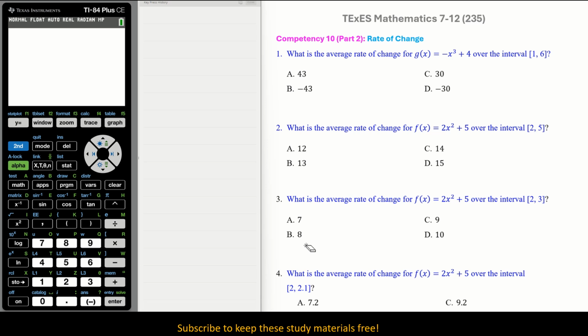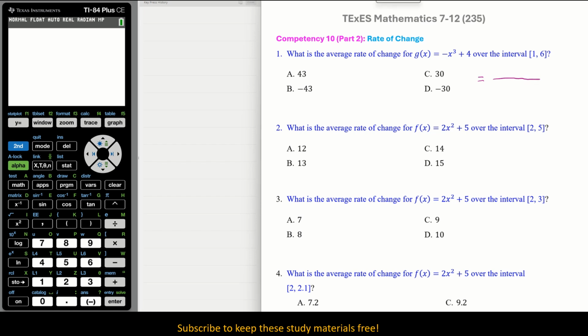Number 1, what is the average rate of change for g of x equals negative x to the third plus 4 over the interval 1 to 6? Okay, so basically we're finding a slope. It's an average rate of change. So that's just a simple little matter of equation and putting it in the calculator. So what are we doing? Okay, we're talking about distance.